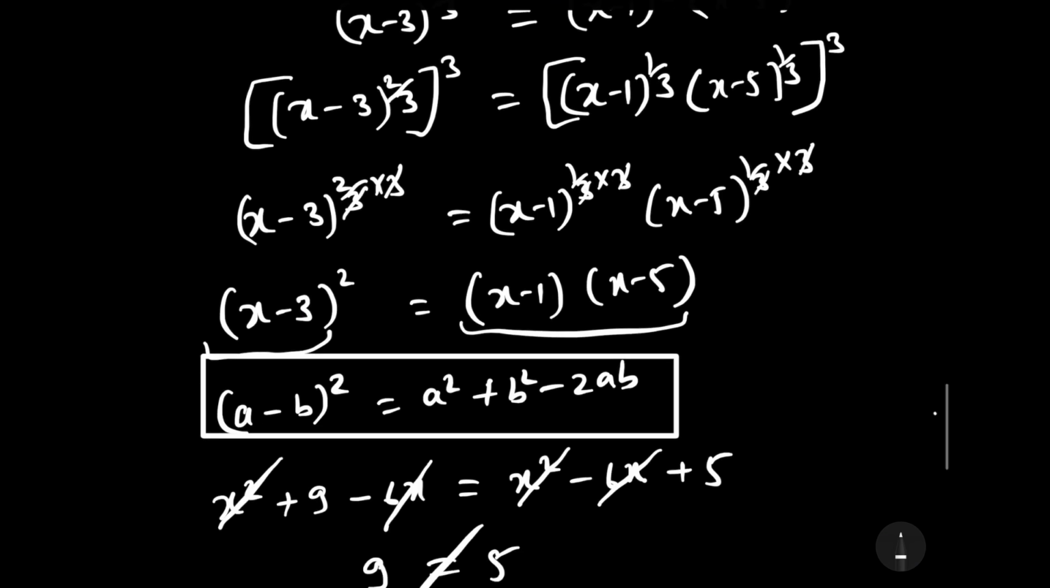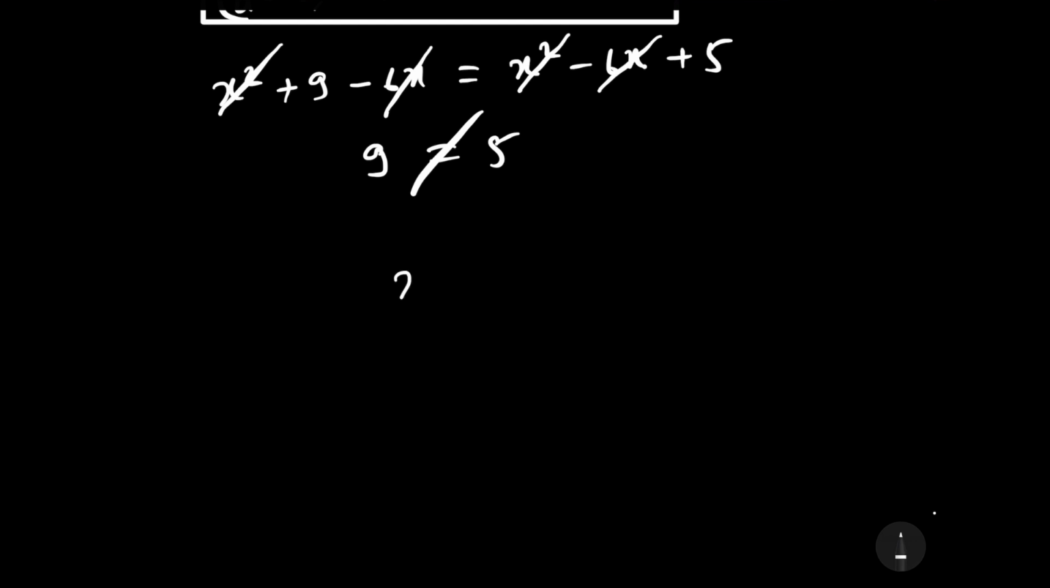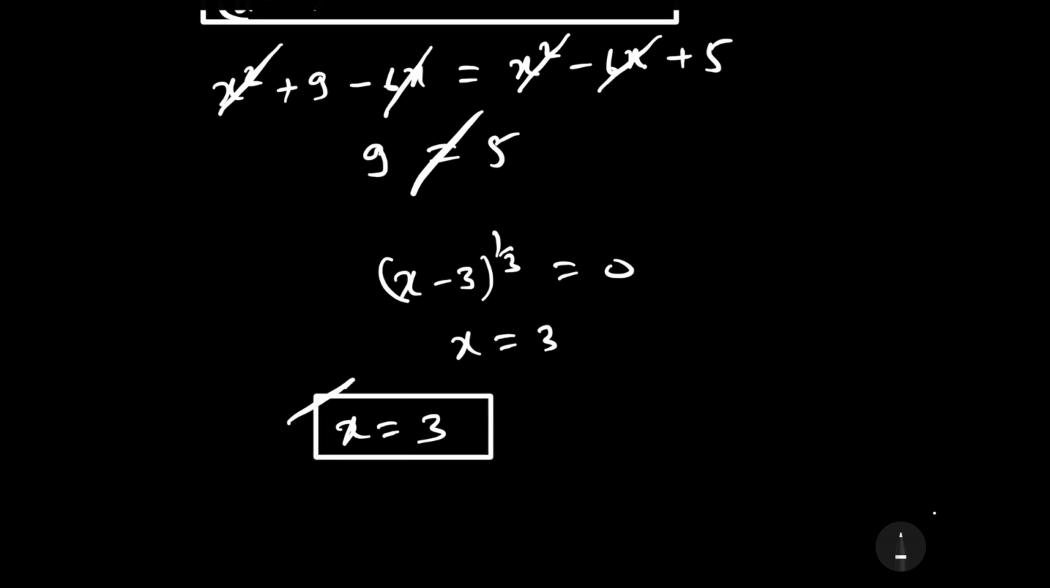It means there is only one solution, and that comes from (x minus 3)^(1/3) is equal to 0, which gives x equal to 3. And this is our required solution, and x is equal to 3 is the real and required solution of this given equation.